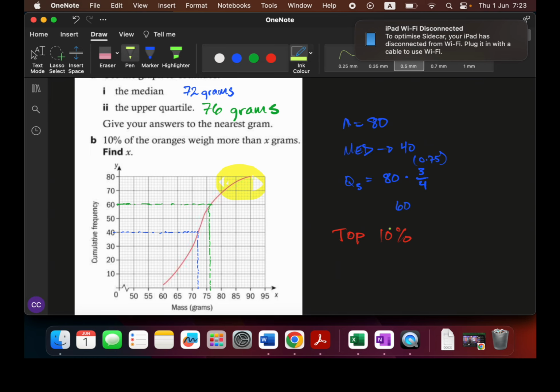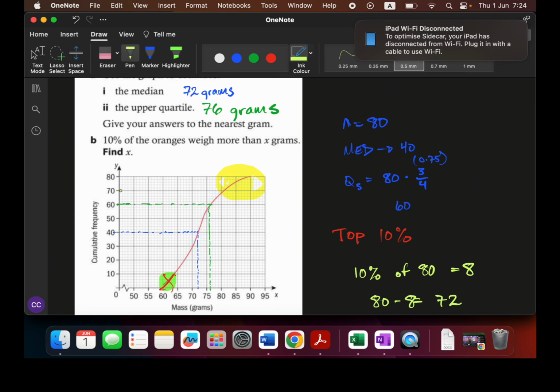Well, we just need to know what 10% of 80 is. So 10% of 80 is 8. Now, if I just used 8 as my value, I would actually be finding the values down here, but that's not what I'm looking for. I'm looking for the top 10%. So this is that whole trick when we do this: doing 80 minus 8. That will give me the top value, that minimum value. In this case, that is 72.